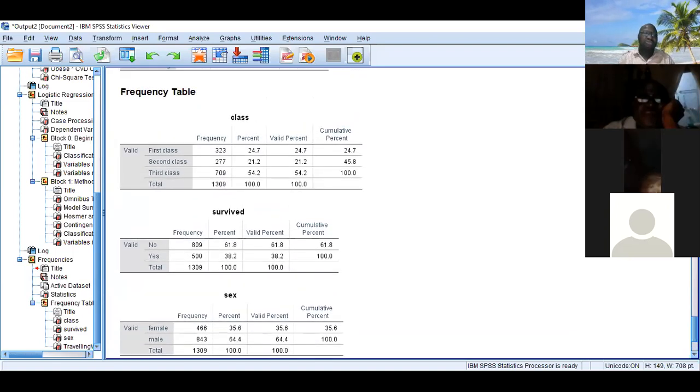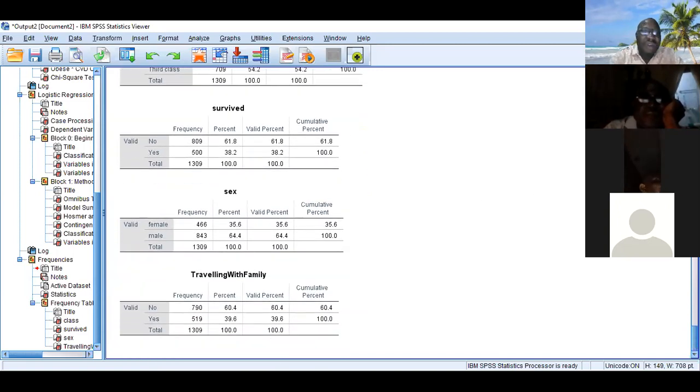So now you see the percentage in each class, and the survivors here. Out of the 1,309, 38.2% survived and 61.8% did not survive. Sex: there are more males in the data set we have here, 64.4%, and females 35.6%. And the last one, traveling with family or alone: 519 traveling with family, and 790, 60.4%, traveling alone.